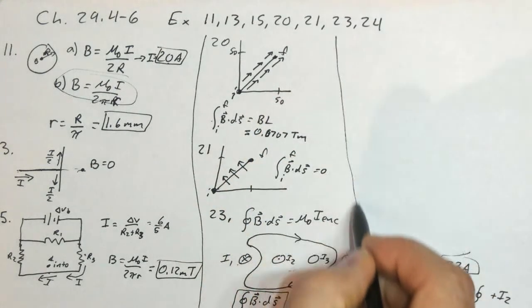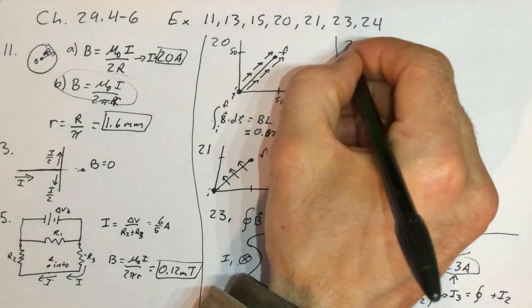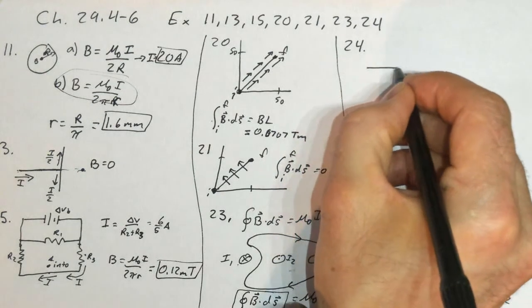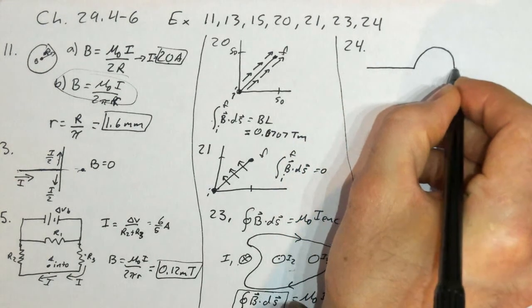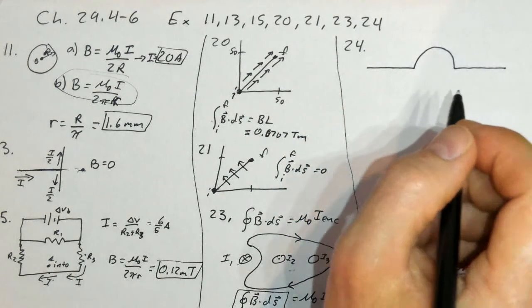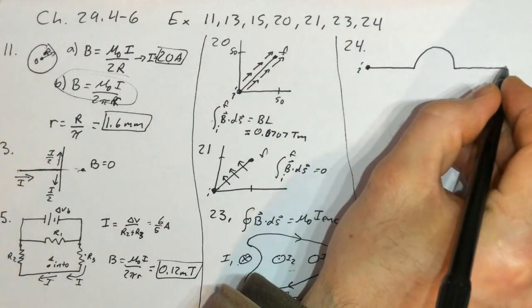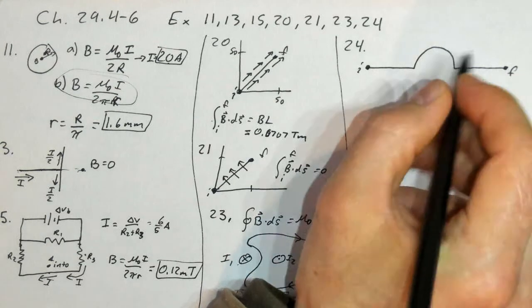Okay, last one, 24. This is, again, mostly conceptual, this problem, but it's really trying to understand what line integrals are and how B fields work. For this problem, we have a path. This is just a path. It's not a wire. It looks like a wire, but it's not. It's just a path through space. There's nothing physically there.